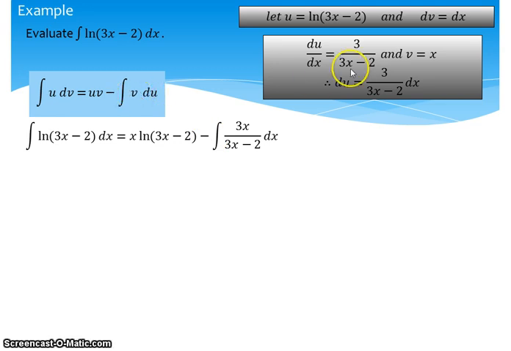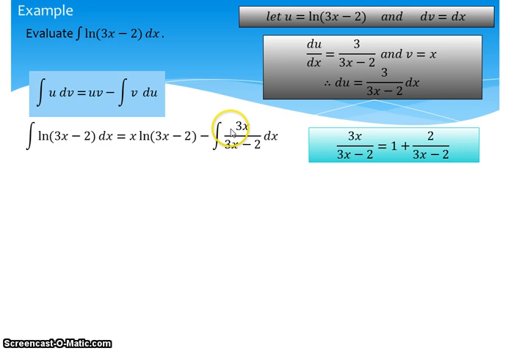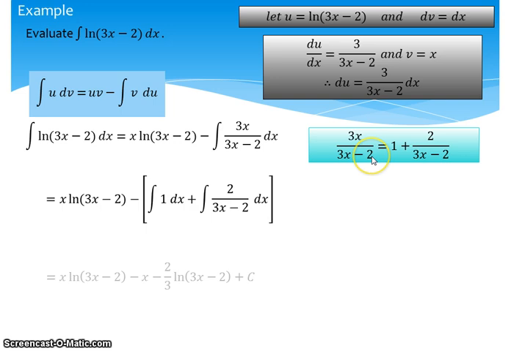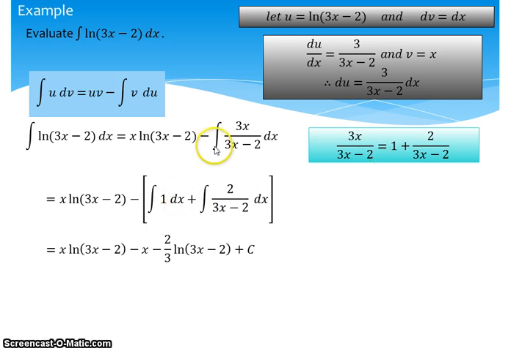v du. If I multiply x by du, I get 3x on 3x minus 2 with respect to x. Now, this expression can be simplified using long division, and that gives me 1 plus 2 on 3x minus 2. After long division, the integral of 3x over 3x minus 2 becomes much easier. So I replace that whole expression by the integral of these two terms, and I finally end up getting x times ln of 3x minus 2 minus the integral of 1, which is x, minus the integral of this whole expression, which is 2/3 ln of 3x minus 2 plus c.